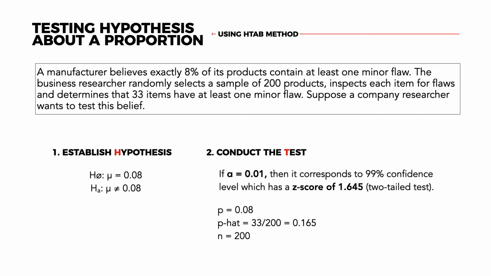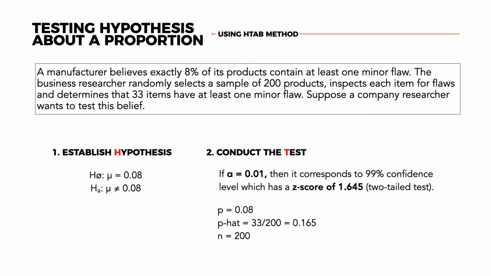A manufacturer believes exactly 8% of its products contain at least one minor flaw. The business researcher randomly selects a sample of 200 products, inspects each item for flaws, and determines that 33 items have at least one minor flaw. Suppose a company researcher wants to test this belief.